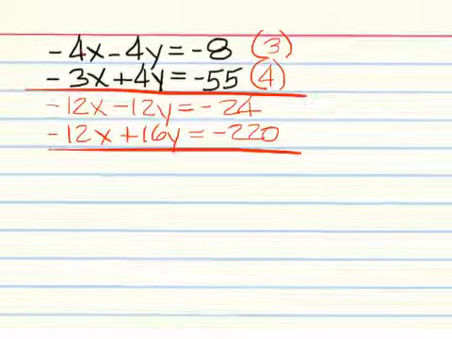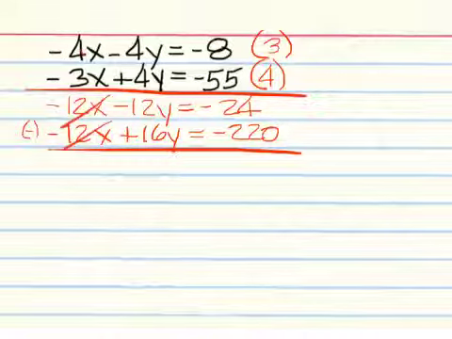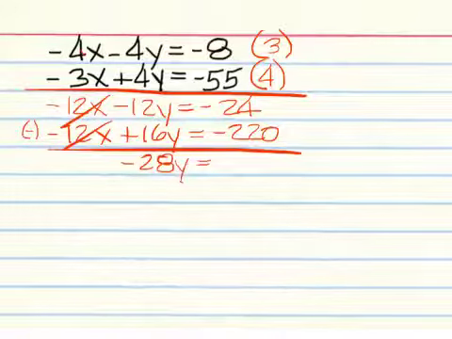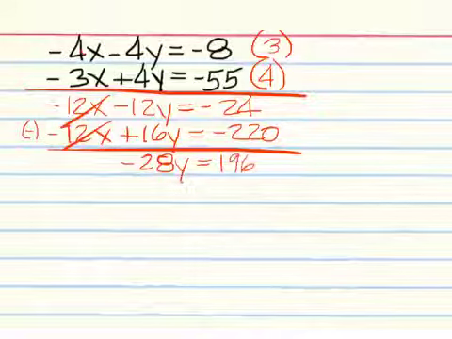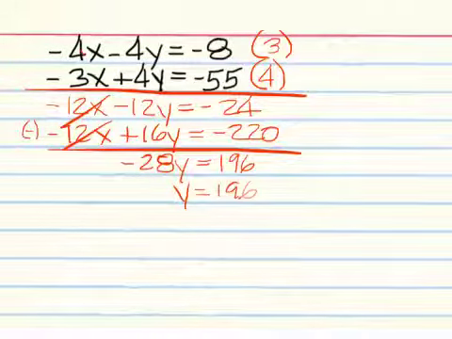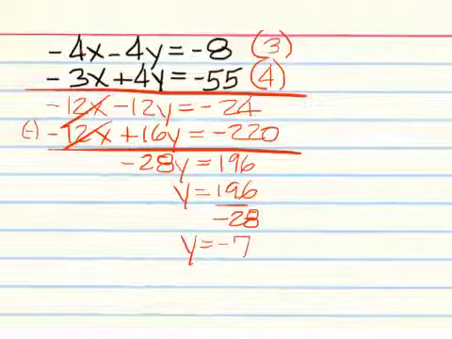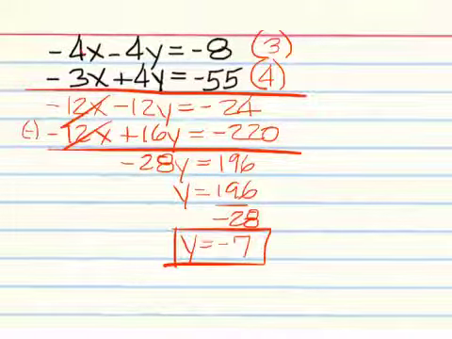Now, since your signs are the same on the 12s, you must subtract. Those cancel out. Negative 12 minus 16 is a negative 28. And negative 24 minus a negative 220 is 196. Divide that by negative 28 to get a negative 7 for y.